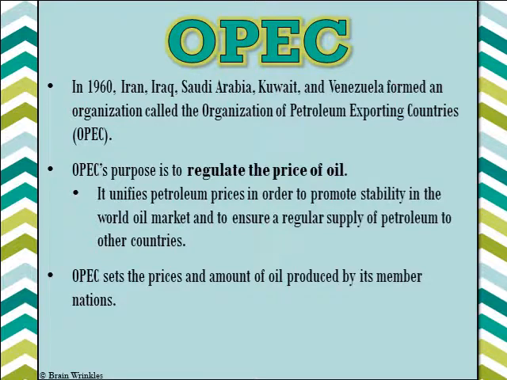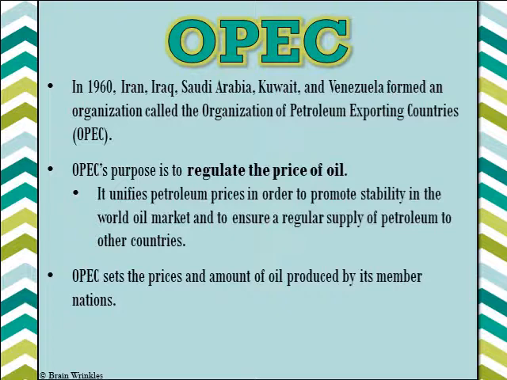All right. OPEC starts in 1960. Most of the countries that are involved in OPEC at the time are in the Middle East: Iran, Iraq, Saudi Arabia, Kuwait. But then you get Venezuela, which is over in South America. But they all kind of group up and they decide that they're going to basically work together to regulate the price of oil.